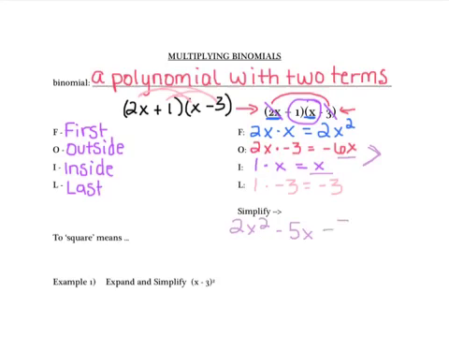And negative 3. And that would be your final answer. So that's what I'm looking for today. Okay? Again, explaining that process probably took a lot longer than it will take you to actually do one of these problems.